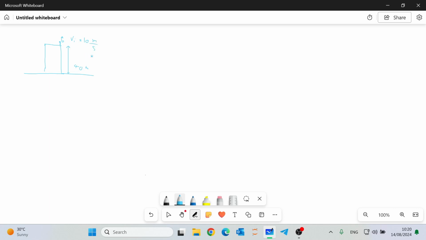Okay, so I first want to know how far this ball would go up. So I want to know its displacement upward, how much it goes up. As you know, when the ball goes up, it will stop somewhere here, then it's coming down, right? So what is this highest point? I want to know this delta x. I can use this equation: 2 times a times delta x equals vf squared minus vi squared.